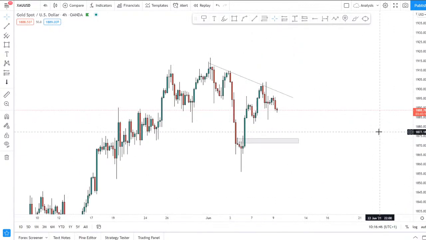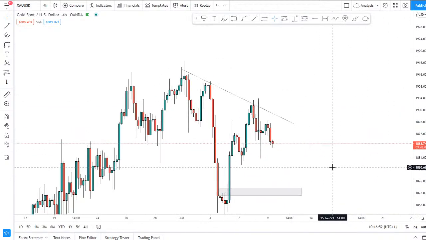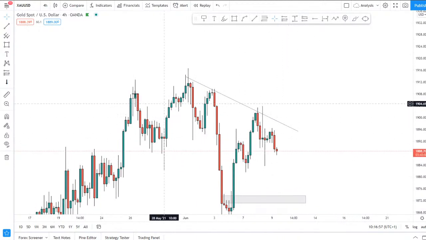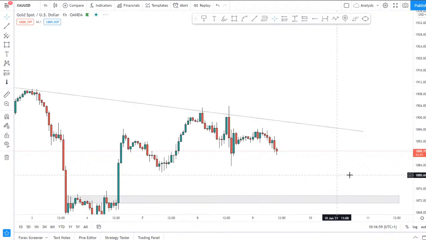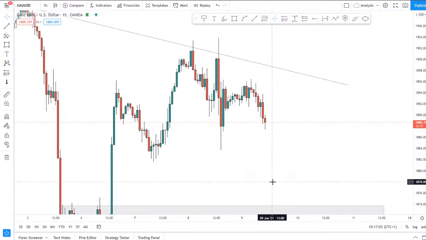But right now I'm feeling gold is slowly rolling over to the downside, so I'm seeing more downside continuation for gold unless we start breaking through some levels. But right now price action is looking quite bearish here on the hourly. So yeah, I'm expecting more downside for gold.